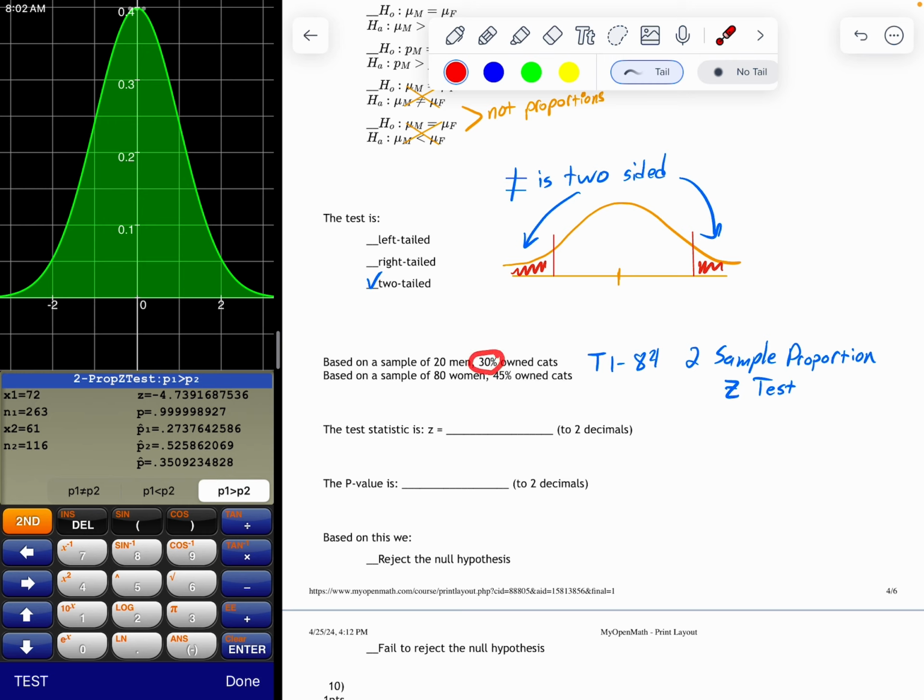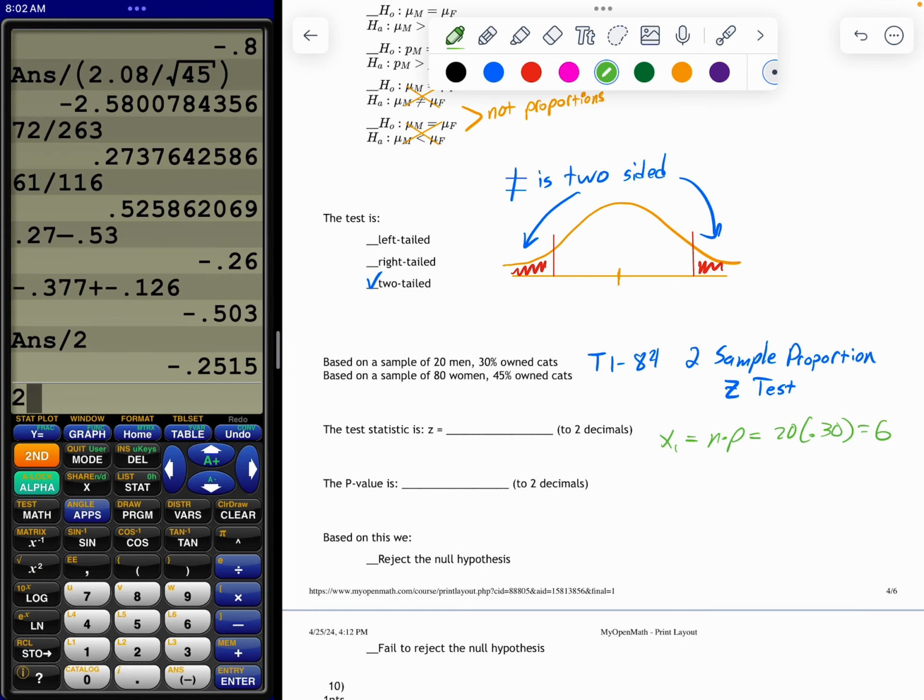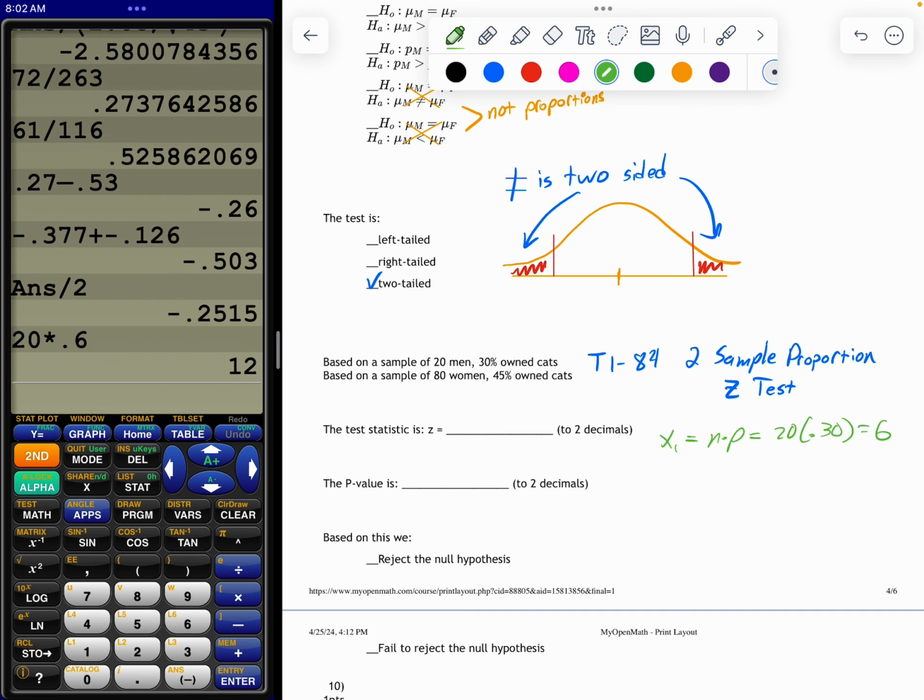I have the percentage. So for me, x1 will be my sample size times p, it'll be n times p. So sample size of 20 times 0.30, which is 6, right? 30% of 20.